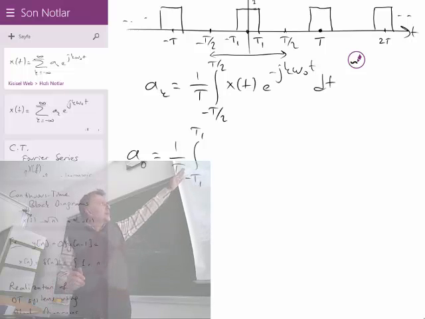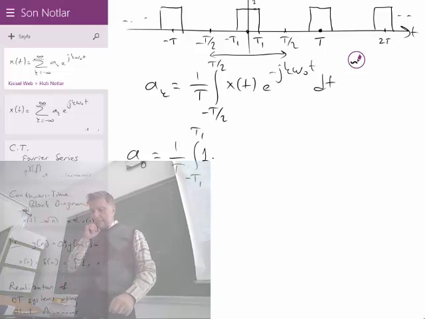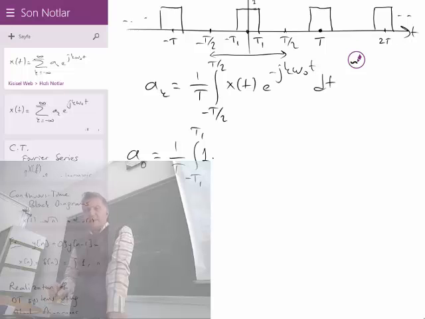Within this range, from minus T1 to T1, it is equal to 1 times e to the jk omega 0 t when k is equal to 0. It is e to the 0, and that is also 1. I'm finding a0 only, as you see.